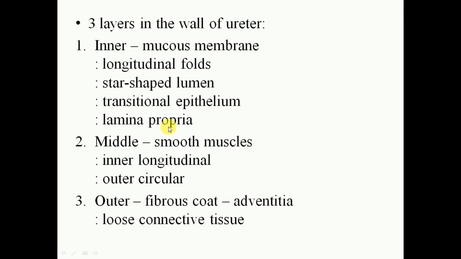Now outside it there is a muscular coat. The muscular coat is composed of smooth muscles. There are two layers, an inner longitudinal layer and an outer circular layer of smooth muscle. And outer to it there is adventitia, which is the outer fibrous coat, and it is mainly made up of loose connective tissue containing numerous blood vessels, nerves, lymphatics and some fat cells. So these are the three layers from inside to outside we must identify in the wall of the ureter.